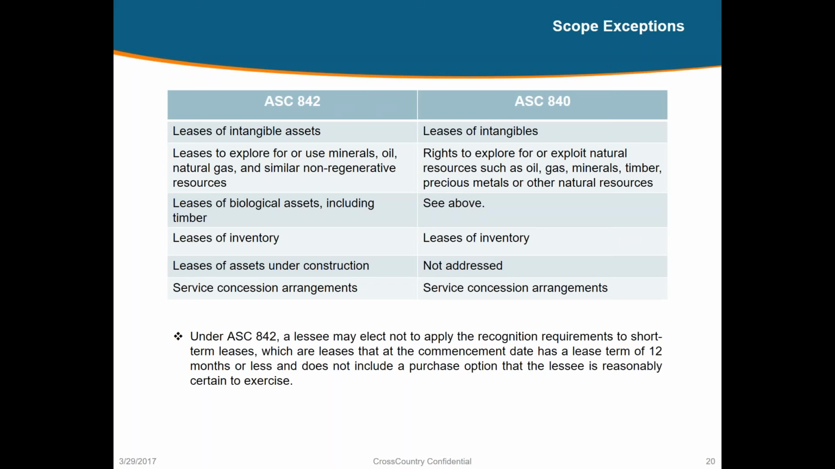There is an important elective scope exception to exclude short-term leases, which have a lease term of 12 months or less, and do not include a purchase option that is reasonably certain to be exercised. Lease term is based on the definition in Topic 842, which would include optional periods that are reasonably certain to be exercised. The election applies to a class of underlying assets to which the right of use relates.